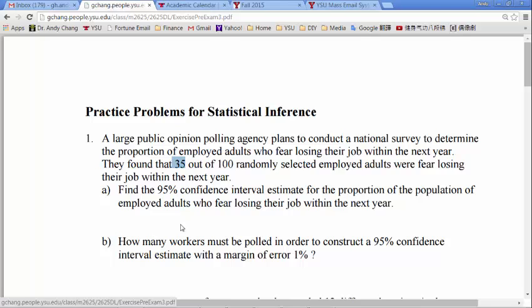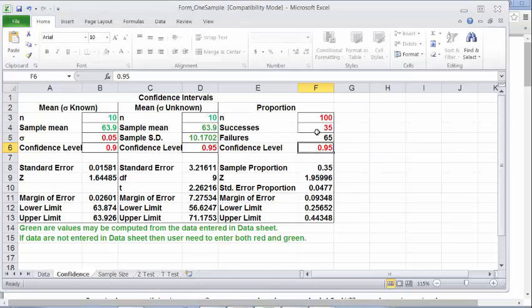So with this information, you come to this worksheet, typing 100 here for n, the sample size, and 35, the number of adults who fear losing their job. You want a 95% confidence interval. If you plug these numbers in, you get a marginal error of 0.093. Of course, your estimated proportion, 35 out of 100, is 0.35, 35%. So your confidence interval estimate will have a point estimate of 0.35 and a marginal error of 0.093.